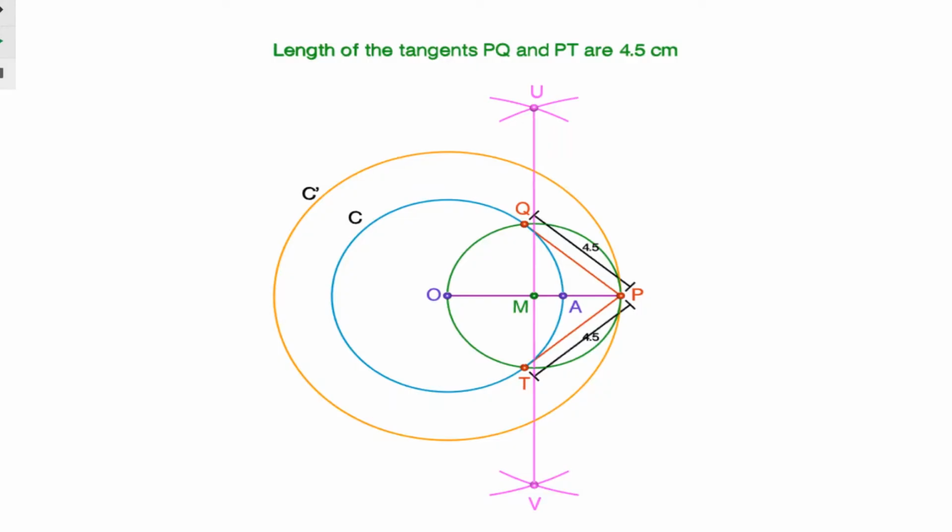Here we are going to construct a tangent to a circle from an external point on the concentric circle. So let us take a problem. Construct a tangent to a circle of radius 4 cm from a point on the concentric circle of radius 6 cm and measure its length.